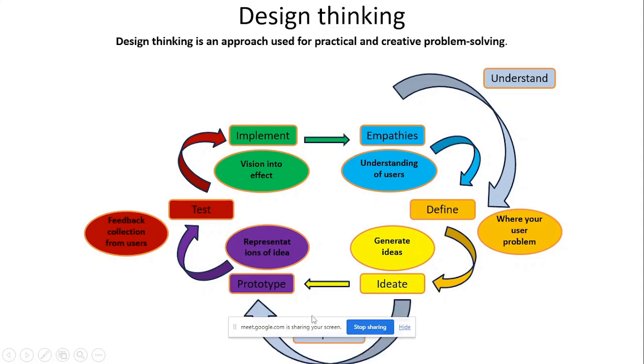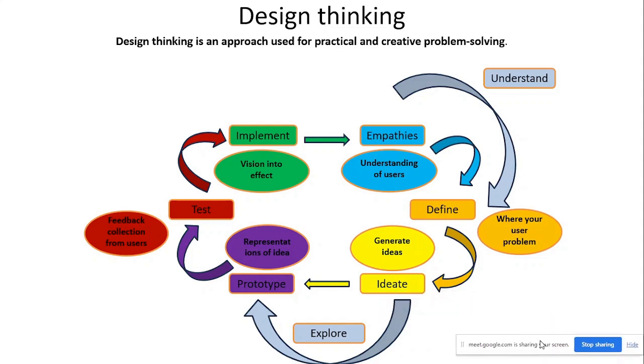The next phase is explore. Explore comes under ideate and prototype. Now you generate n number of ideas. From that n number of ideas, I choose one best idea. From that best idea, I may develop the model. That model is called a prototype. So these two, ideate and prototype, come under the exploration area. First I understand the problem and then I explore the problem.